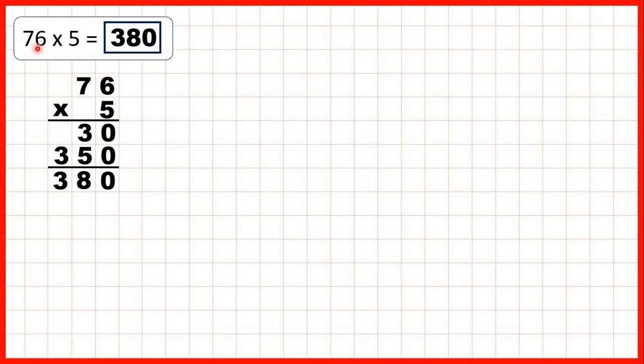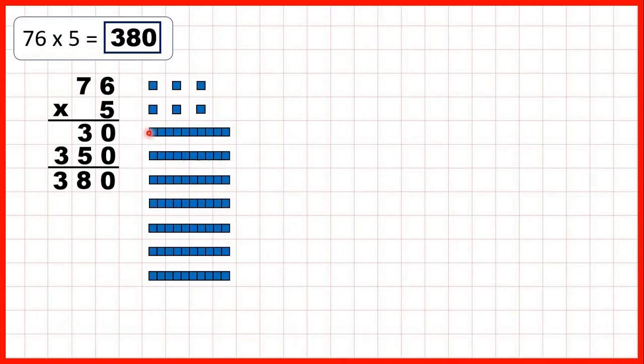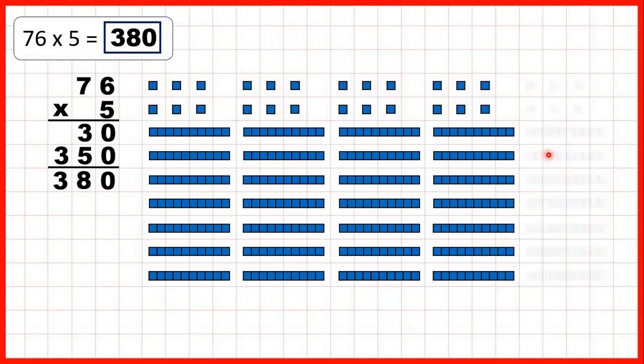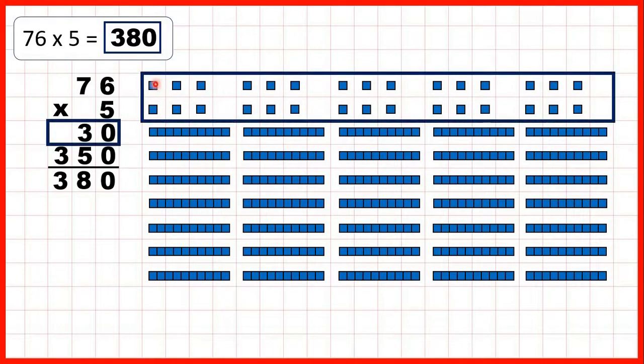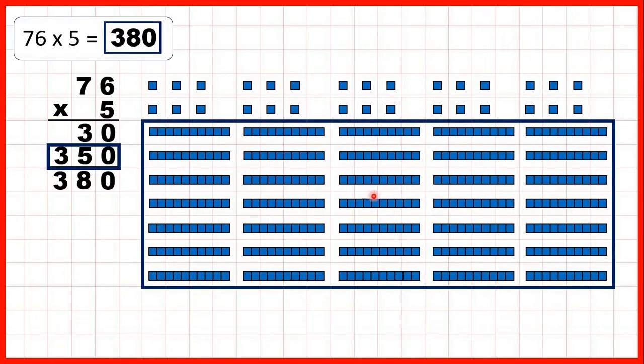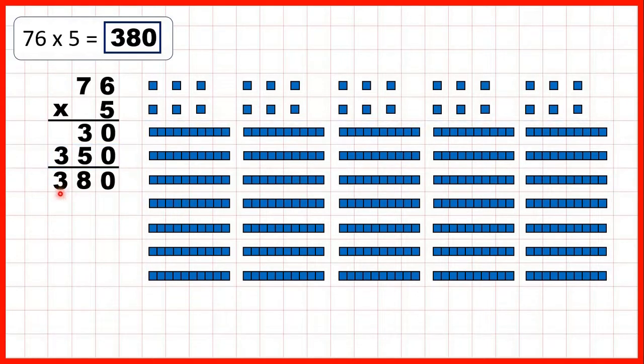Then we had 76 times 5. So we can represent 76 as 7 tens and 6 ones. We're multiplying by 5, so we can show 76 2, 3, 4, 5 times. So now altogether we have 30 ones, which is why we write 30 as our first answer line, and then below we have 35 tens, so that's 350 because we could regroup these tens into 300 and 5 tens. So that means that we have 380 altogether.